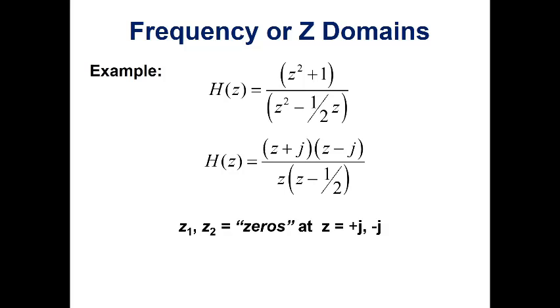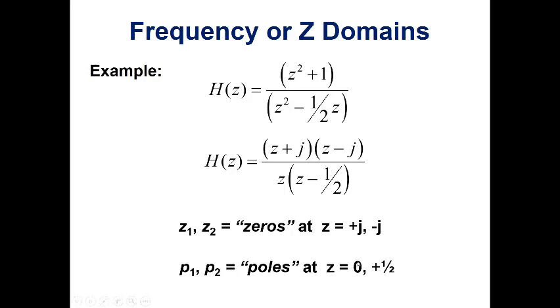The two numerator roots are z equals minus j for this one, z equals plus j for that one. And the roots of the denominator, or the poles of the system, are z equals 0 for the first term, z equals plus 1/2 for the second term.